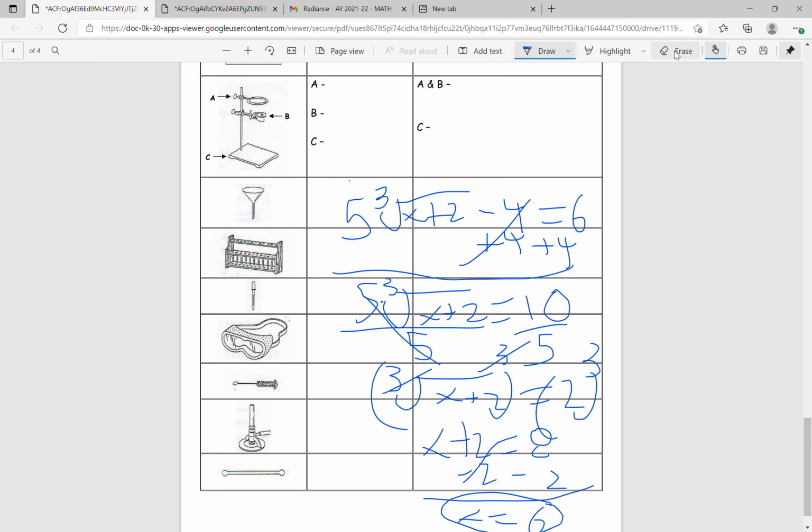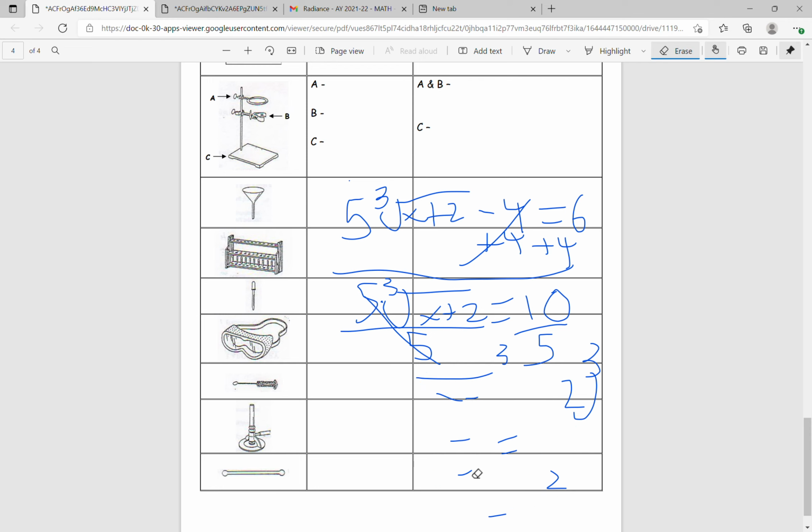Now let's try another practice problem for you to become good at radical equations. So let me just get rid of this and that.